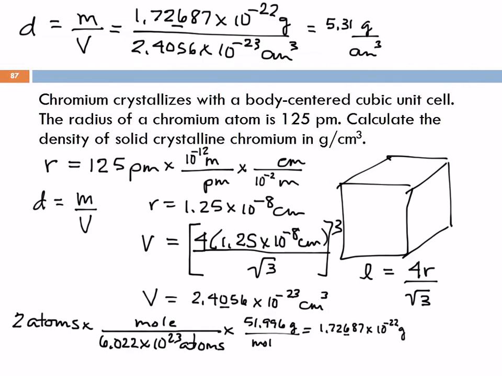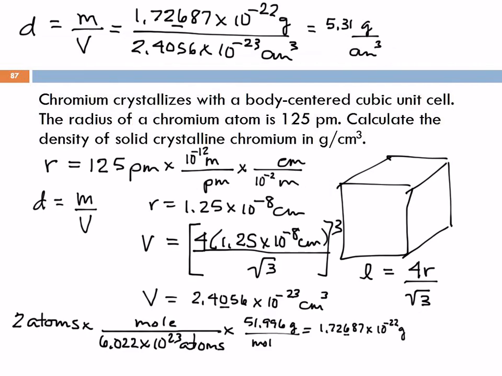Okay. Is that a reasonable density for a metal? Yes, it is. The density of water is 1 gram per cubic centimeter. The density of mercury is 13.6. Chromium at 5.31 seems pretty reasonable. Any questions? I'm going to check my answer here.